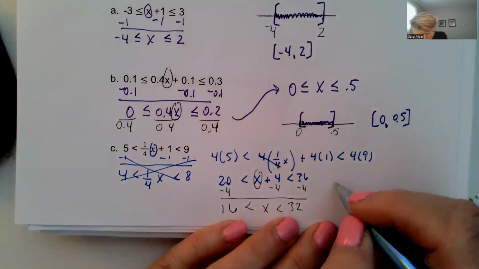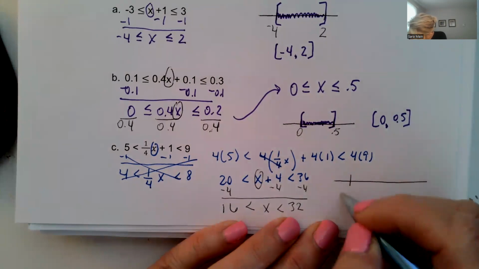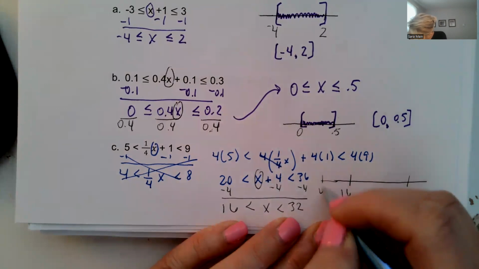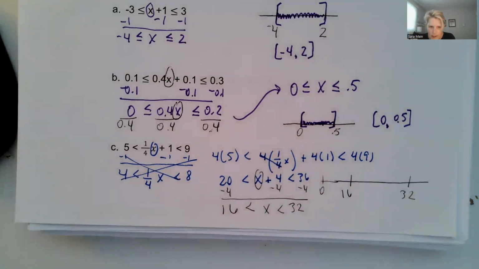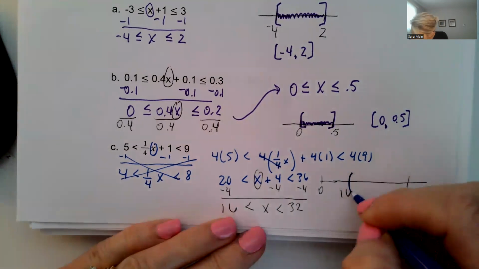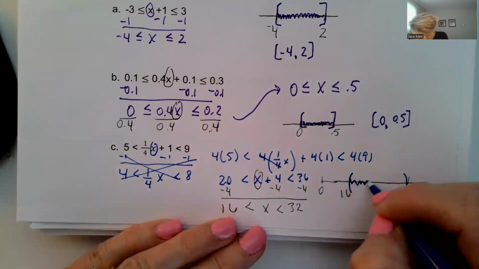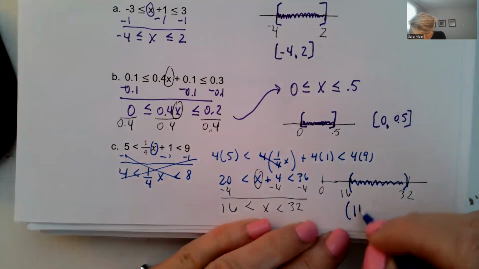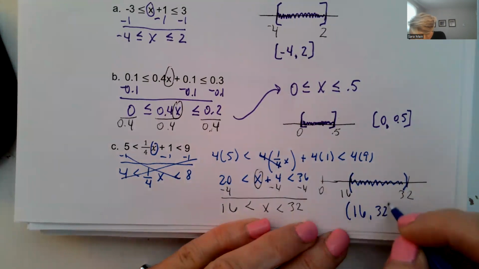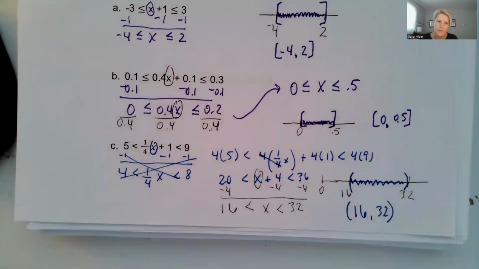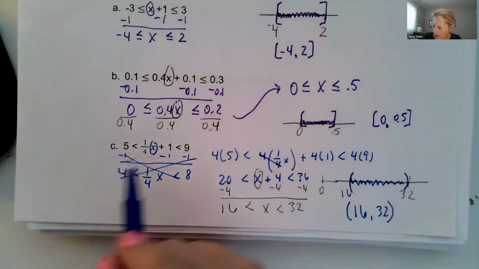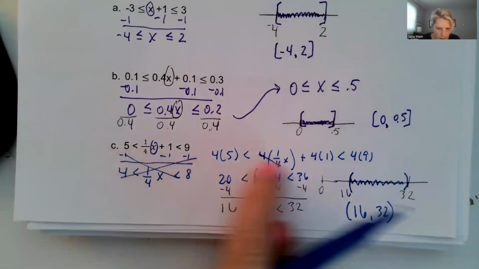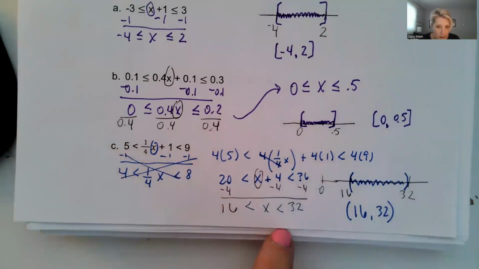And so on the number line, we've got 16, 32, 0 would be way down here. And they're both strictly less than, and so they both get an open parenthesis, and then we're shading in between. And so the interval is an open parenthesis at 16 up to 32 with an open parenthesis. Again, I started here, but I really should have multiplied through by the denominators to eliminate the fractions. And it actually made it an easier solution.